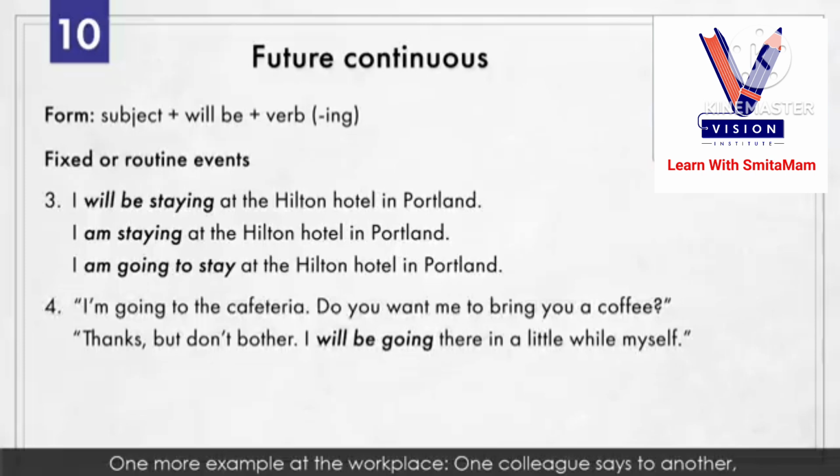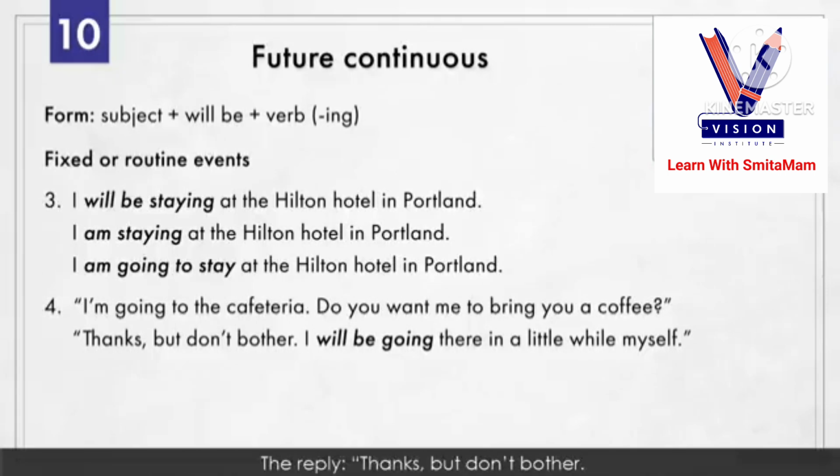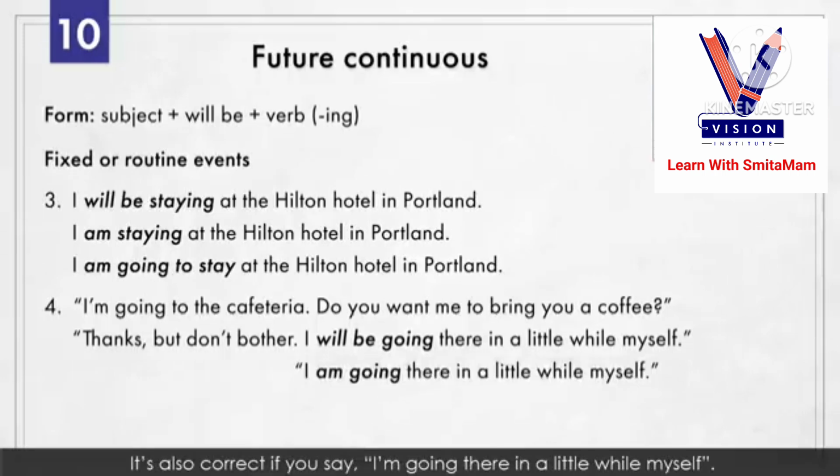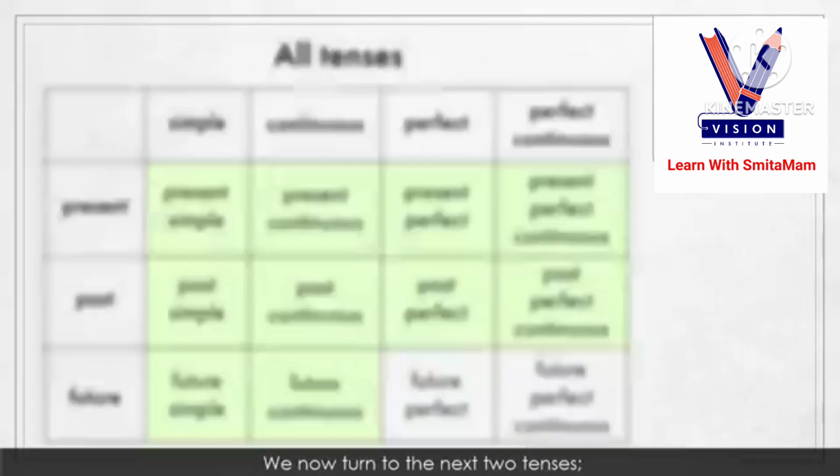One more example at the workplace. One colleague says to another, "I am going to the cafeteria. Do you want me to bring you a coffee?" The reply, "Thank you, but don't bother. I will be going there in a little while myself." It's a routine thing I do at this time every day. It's also correct if you say I am going to go there in a little while myself. So that's the future continuous tense.